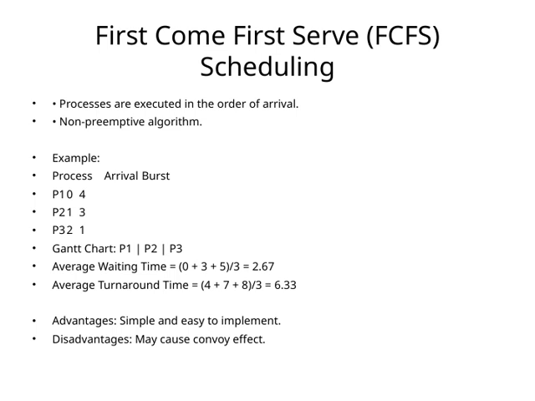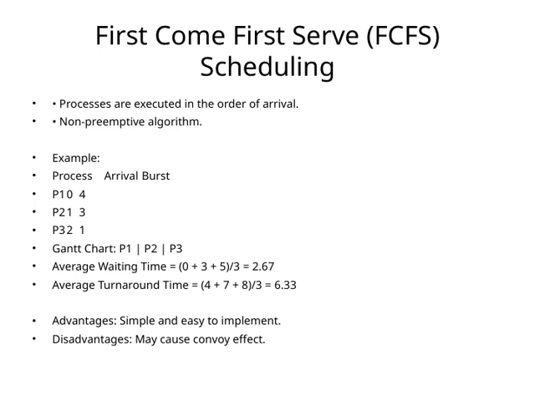To make this clearer, consider this example. We have three processes, P1, P2, and P3. P1 arrives at time 0 and needs 4 units of time to complete. P2 arrives at time 1 with a 3-unit burst, and P3 arrives at time 2 with just a 1-unit burst. When we look at the Gantt chart, it shows P1 running first, then P2, then P3.